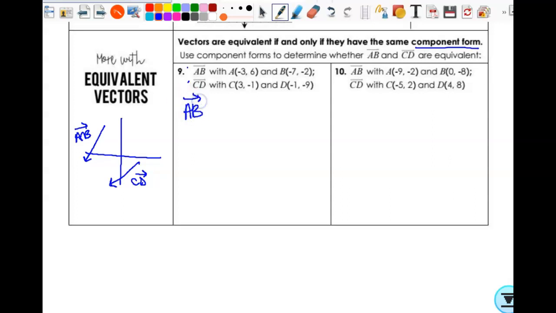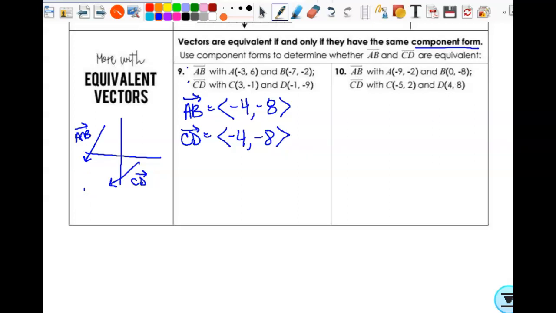So AB as a component form, it's going to be negative 7 minus a negative 3, so that's negative 4. Negative 2 minus 6, that's negative 8. By itself, that tells me nothing. I have to have something to compare it to. So here is CD. I would do negative 1 minus 3, that is negative 4. And negative 9 minus a negative 1, that's a negative 8. So they do have the same component form.